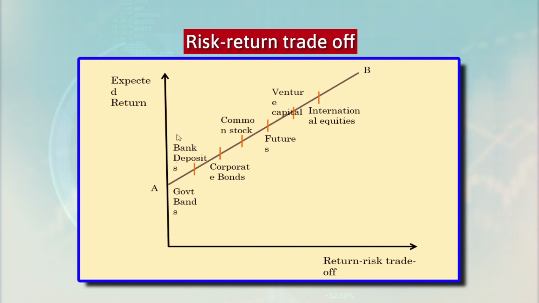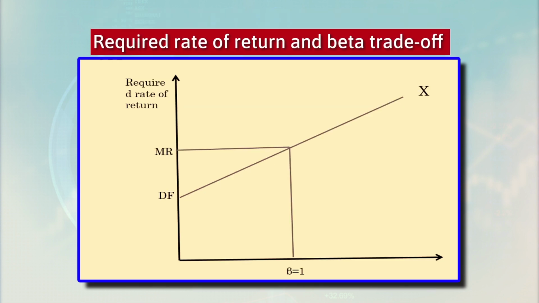So, as you can see on this line AB, we have government bonds, then bank deposits, then corporate bonds, then common stock, then futures, then venture capital, and at the extreme end, which is the highest return-risk trade-off, is that of international equities. In this diagram, we show the required rate of return and the beta trade-off.